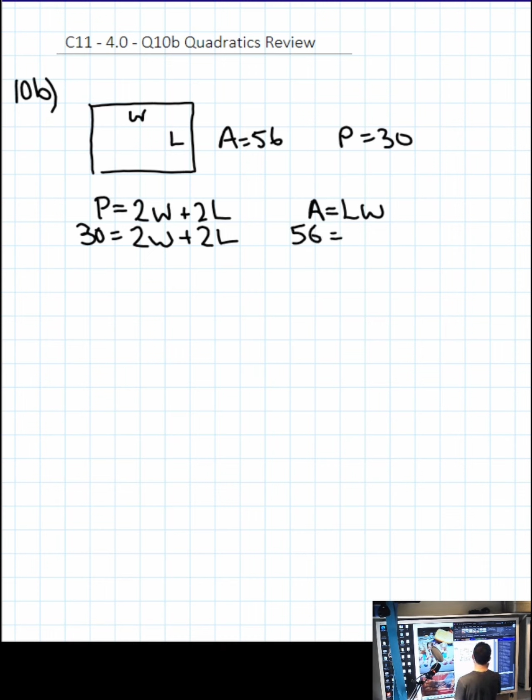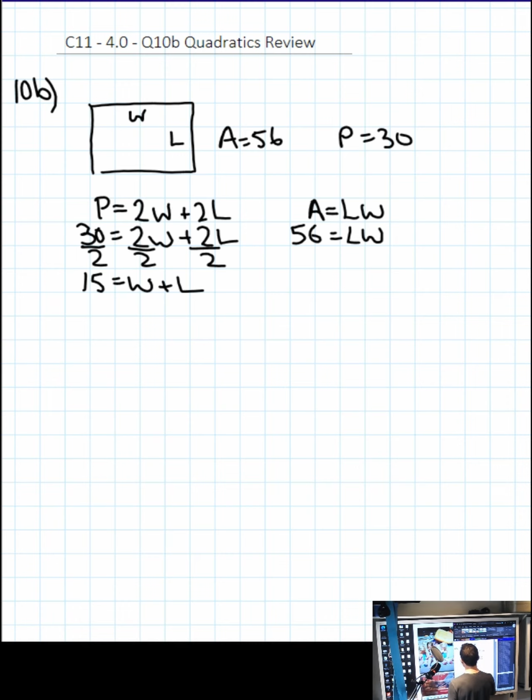56 equals L times W. So now we're going to isolate for a variable in the equation on the left. Let's start by dividing both sides by 2. Over 2, over 2, over 2. So we'll get 15 equals W plus L.